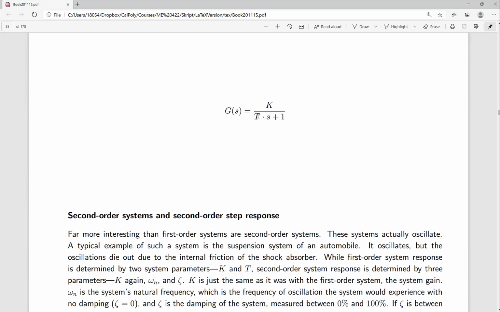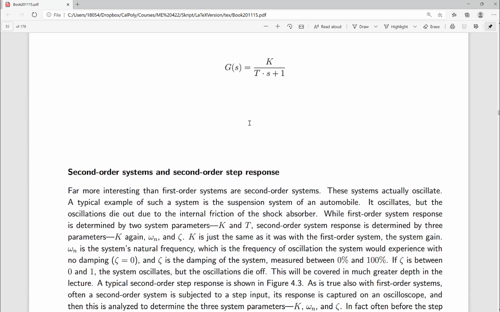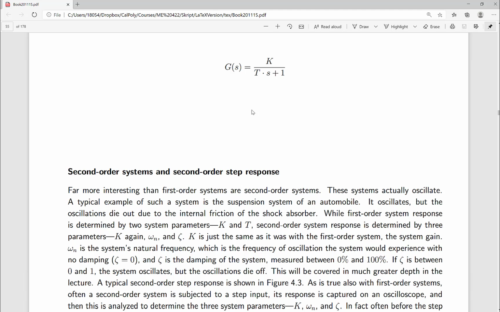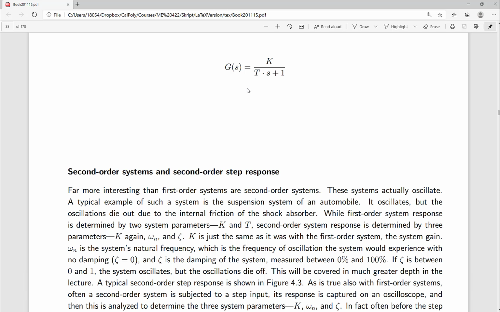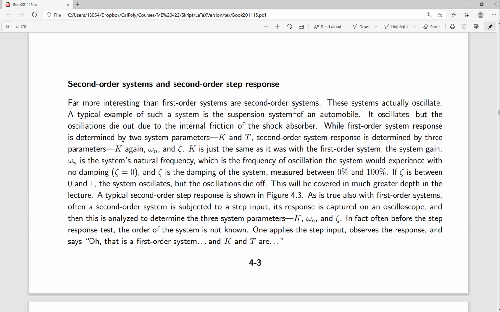First order systems have two parameters that describe how they're going to behave when you upset them, when you put an input into them that will excite them. So two parameters for a first order system. A second order system actually has three parameters that are important.